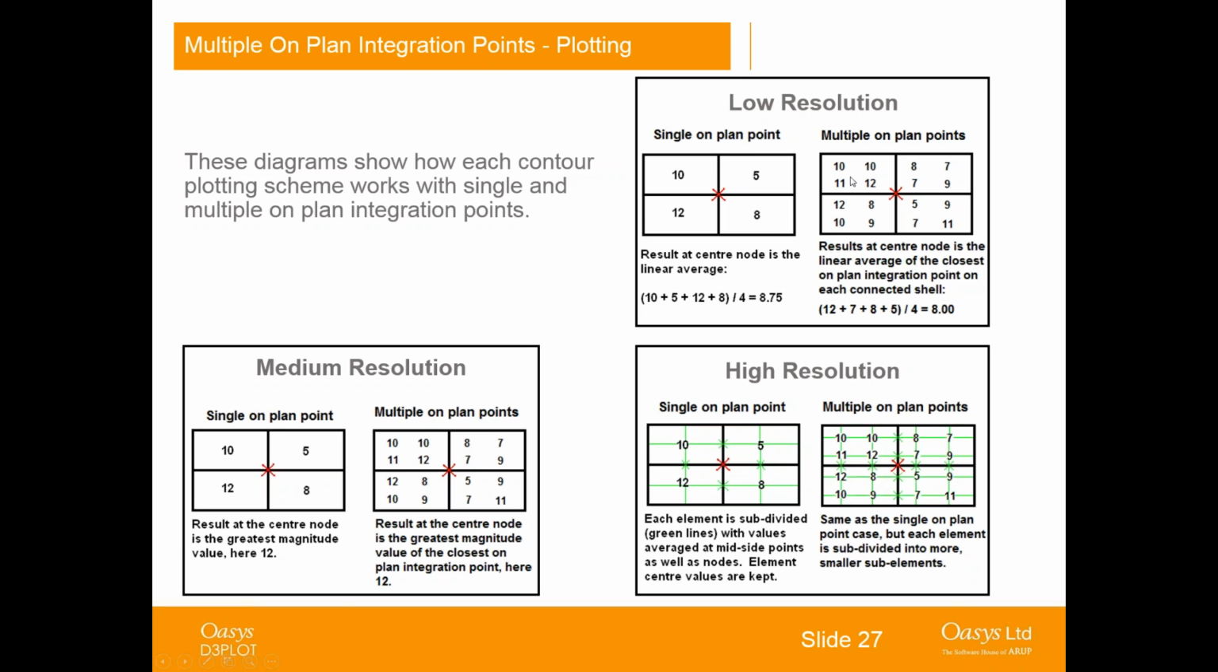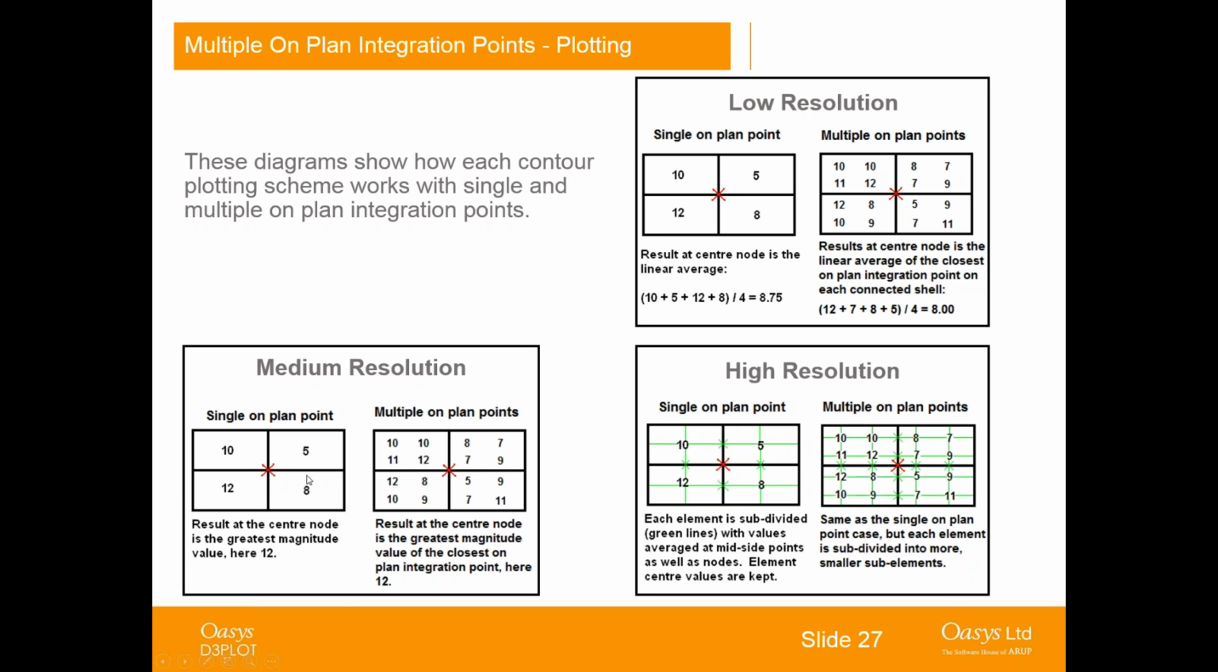The one on the right, again we have 4 elements, but each has 4 on-plane integration points. So in this case, we're averaging just the center values. We're averaging the 12, 7, 5, and 8 values. So this is the low resolution scheme, and those are the ones that are averaged there. You can see the result is actually different because we're not averaging all of the data.